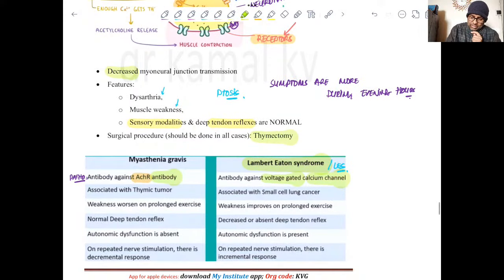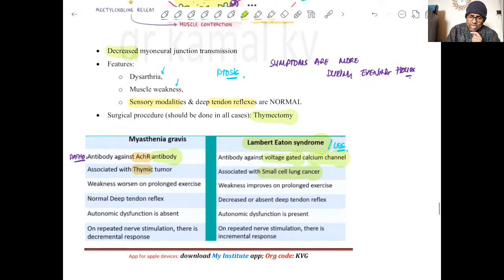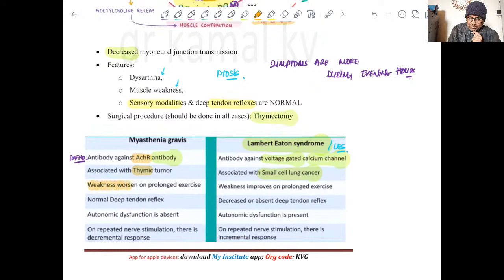Clear? Then thymic tumor is associated with myasthenia gravis. Then small cell lung cancer with Lambert-Eaton syndrome. And classically, the weakness worsens on prolonged exercise, and therefore the symptoms are more marked in the evening time. But in contrast to this, weakness improves on prolonged exercise in Lambert-Eaton syndrome. So this is a very important clinical point to differentiate the two conditions. Now, DTR are normal in myasthenia, but DTR may be decreased or absent in Lambert-Eaton.